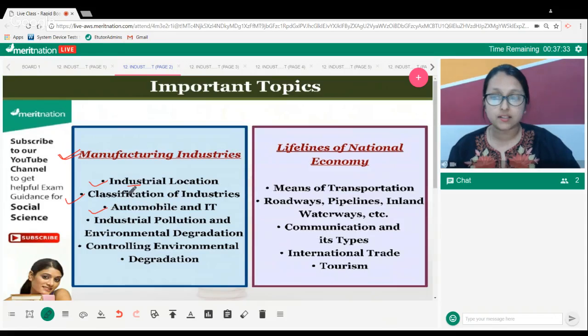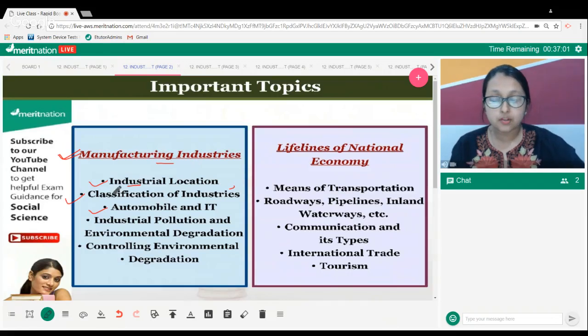Then obviously, why is this particular chapter, manufacturing industry, so important? It is very important because industries are the backbone of a country. We can measure the development of any nation in its manufacturing industries. That is why we say the backbone of any developing country is its manufacturing industries.